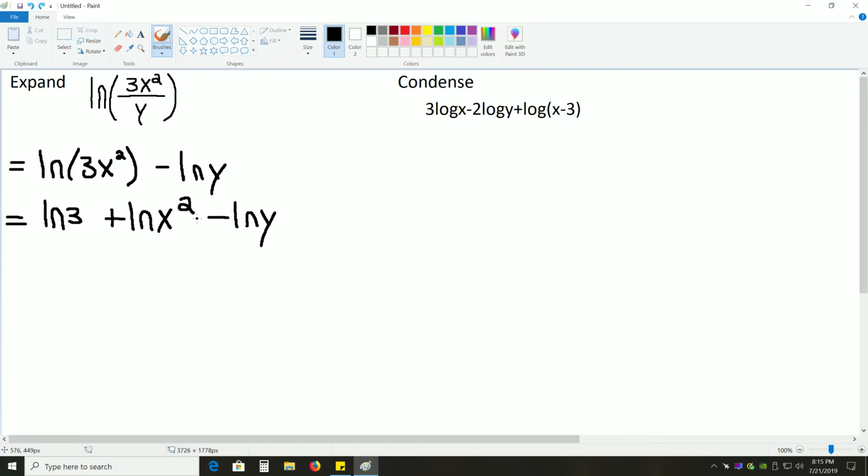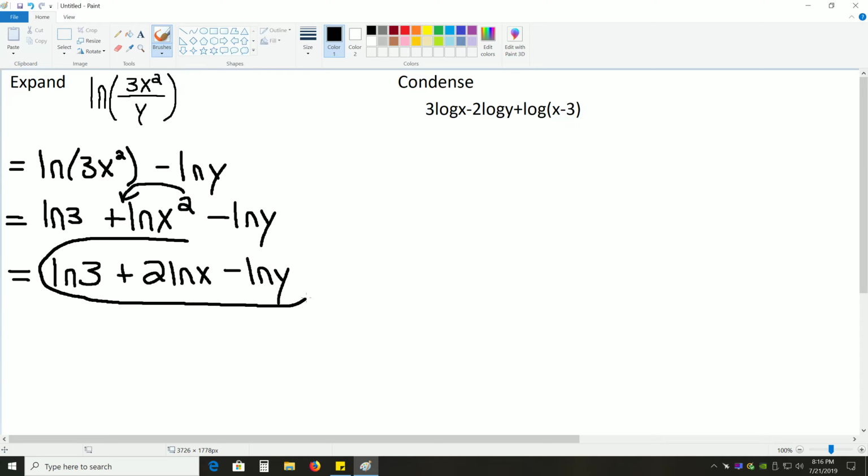So when you have an exponent inside of your logarithm, you can take it and multiply it to the outside of the logarithm, which means this entire problem becomes the natural log of 3 plus 2 natural log x minus the natural log of y. And that is the completely expanded form of the natural log of 3x squared over y.